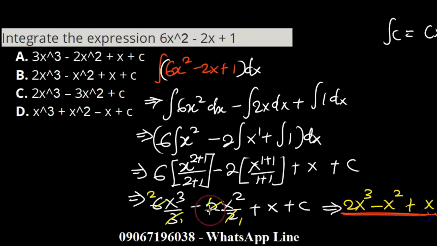So you can see that our answer is 2x cubed minus x squared plus x plus c. Option B is the correct answer to this question.